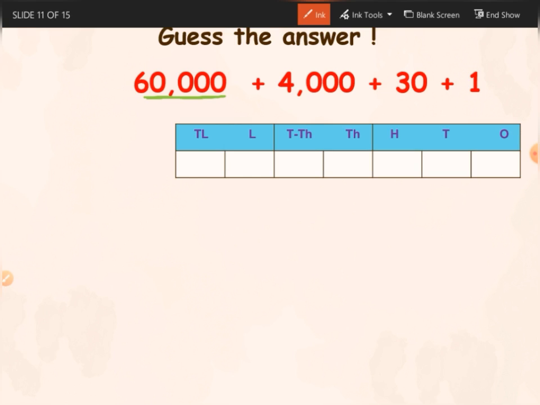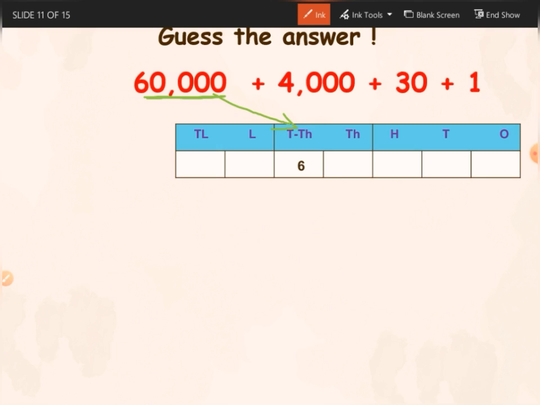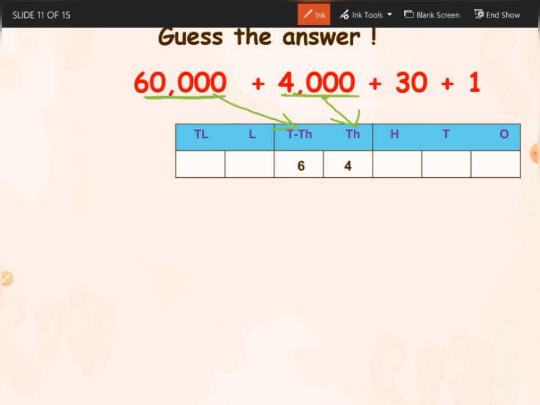Since it is 60,000, it will go to the 10,000s place. So the digit which will come in this will be 6. Then we have 4,000. So that belongs to thousands place. So the digit which will come here will be 4. And then we'll see for hundreds place. But you can see there is no number for hundreds place. So let us leave it here and go to the next place.